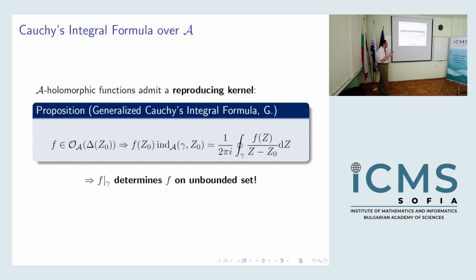A little bit of work, this actually implies the rather interesting consequence that the values of f on the curve, because we are in high dimensions, not just in the complex plane, right? We are in high dimensions, the values of f on this curve gamma determine f on an unbounded set.